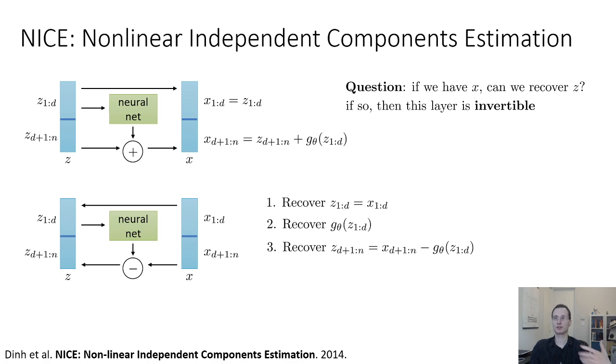So the trick that we needed to make this work is that the first part is preserved losslessly, and the nonlinear component depends only on that first part, which means that you can recover the nonlinear component and subtract it off. So this is how you can calculate the inverse of this layer. It's an invertible layer.